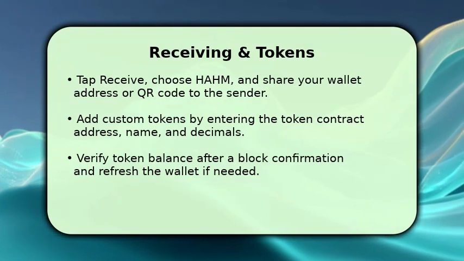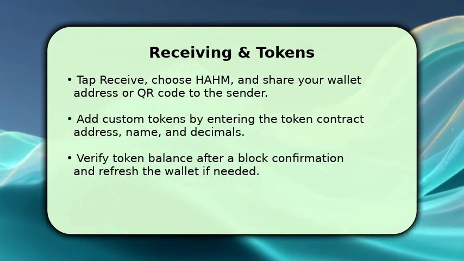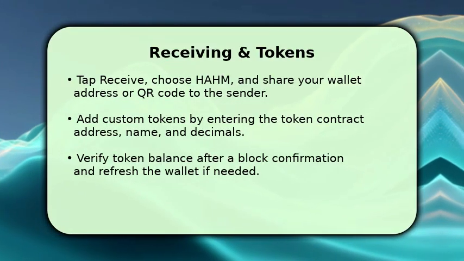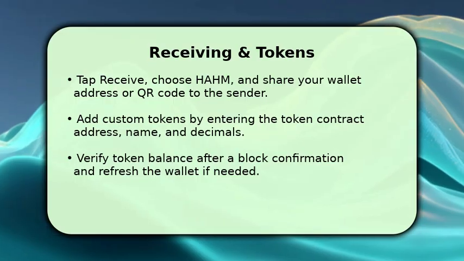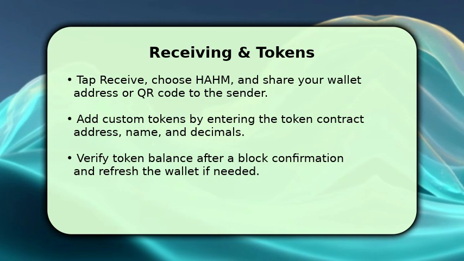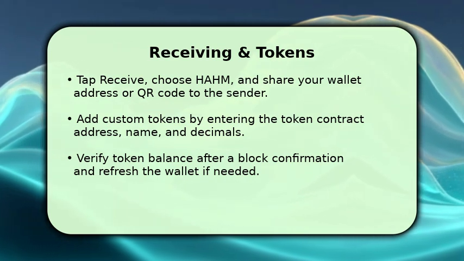Receiving Hahm is simple. Tap Receive in Trust Wallet, select Hahm, and copy or share your address or QR code with the sender. If Hahm is not visible, add it as a custom token by pasting the official contract address and setting the correct name and decimals.